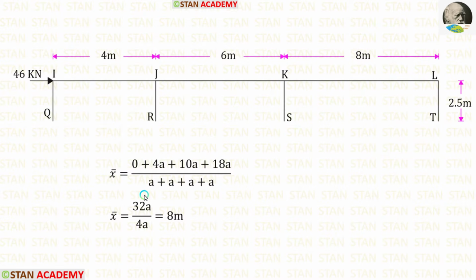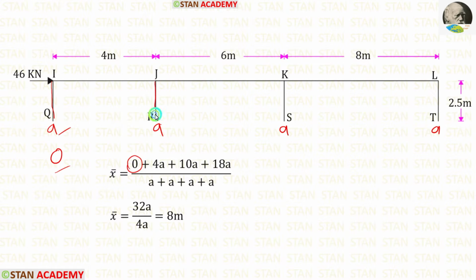Now let us find the location of center of gravity x bar. We are going to find x bar from the left side. We know that all of the members are having the same cross-sectional area. Let us keep the area as A. For the member IQ, the horizontal distance is 0. When we multiply area with 0, we will get 0.